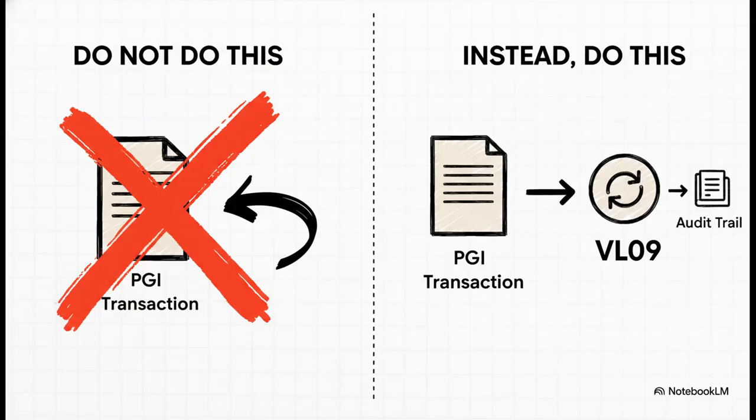And listen up, because this is a classic interview question. You can't just hit undo on a PGI. Because it affects inventory and accounting, you have to do a formal reversal using this specific transaction code, VL09. It's all about creating a clear audit trail.